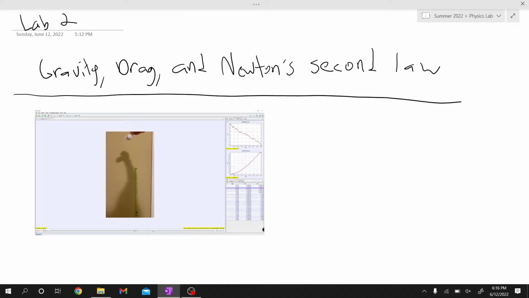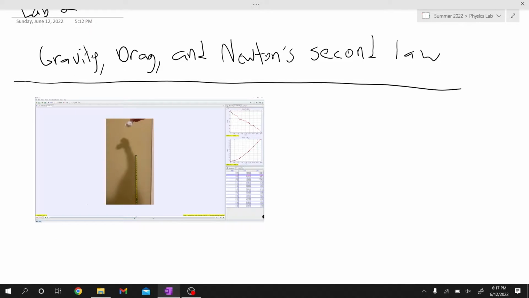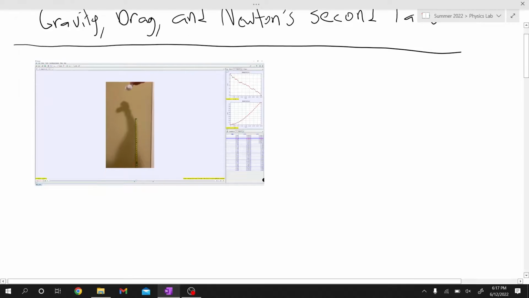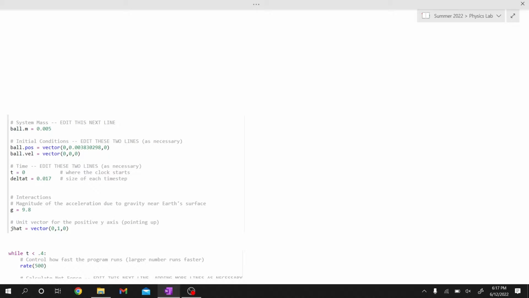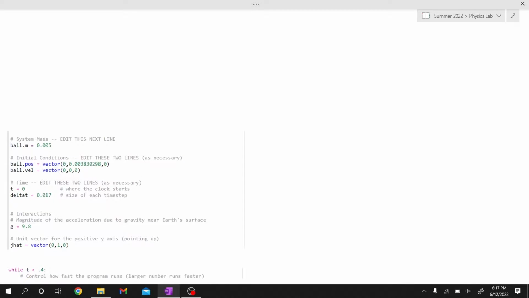In this week's lab, we will be using Newton's second law to study the effects of gravity and drag on a falling object from rest. For our observational setup, we are dropping a 5-gram paper ball from rest. For a computational model, we will actually be having two this week. Our first one is dropping an object with just the force of gravity.